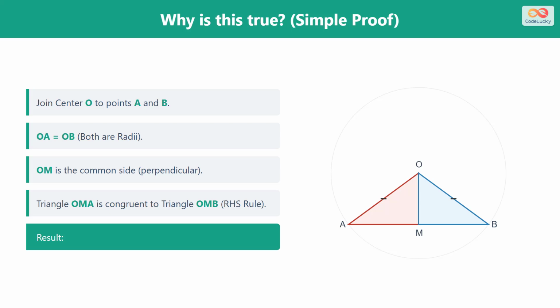Why does this happen? If we connect the center to the ends of the chord, we create 2 triangles. Since the radii are equal and they share a common perpendicular side, these 2 triangles are identical. Therefore, the bases must be equal.